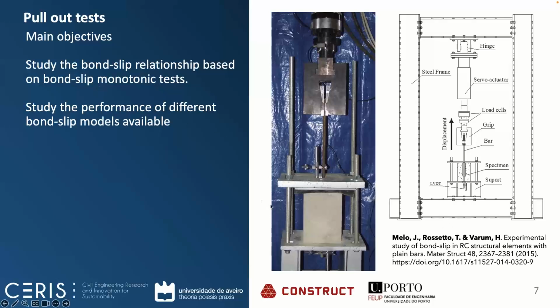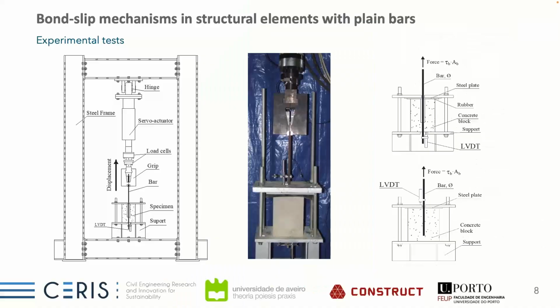So the idea here was to study the bond-slip relationships based on these monotonic tests. In fact, some cyclic tests were also performed, but we have not considered them for this study due to some problems in the results and in modeling these tests. So here are the two tests that we have considered.